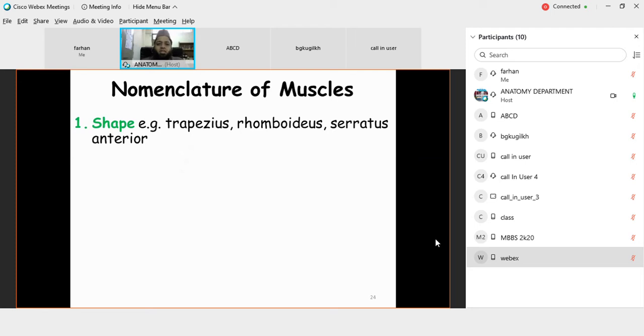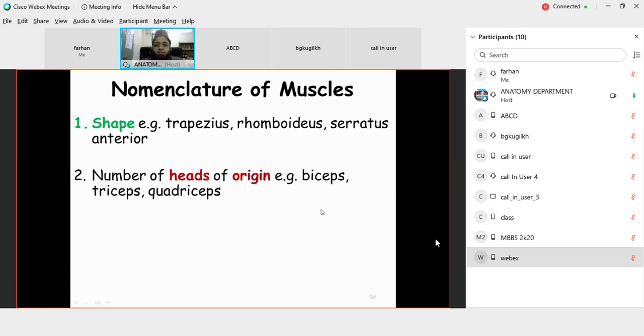So we were discussing nomenclature. We have got trapezius, rhomboides, then serratus muscle, serratus anterior, serratus posterior. Accordingly, these muscles are there. Then we have got the number of heads of origin. For example, biceps, triceps, quadriceps. So these all are there.